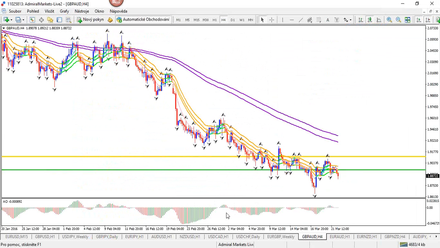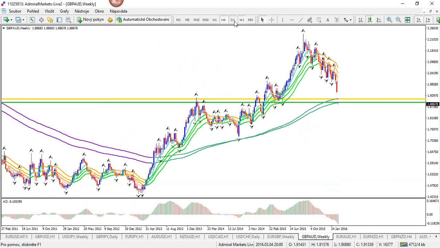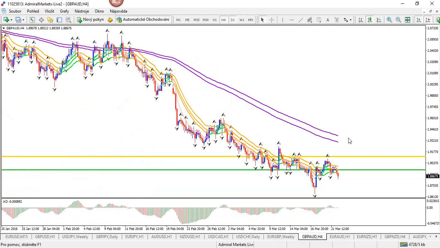Pound Aussie is the same as the pound USD, but maybe even worse because there's double divergence on the 4-hour. It doesn't really have that on the daily. So this looks pretty well set up for continuation, if price can make an upside.